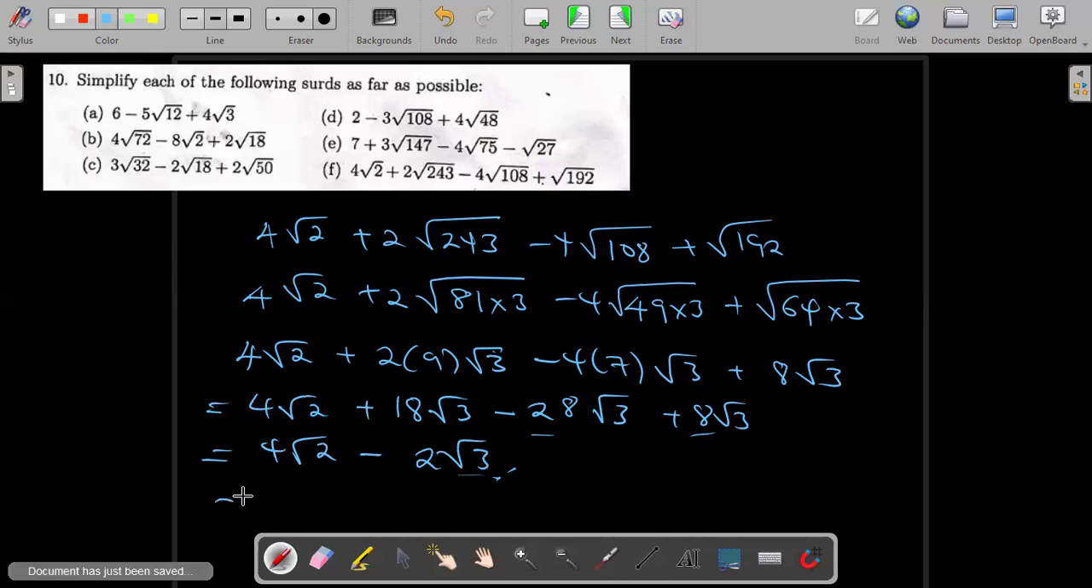And of course, I can factor out 2. When I factor out a 2 here, I remain with 2 root 2, and that will be minus root 3. Okay, so this is going to be your answer. So this is all for this part of the questions.